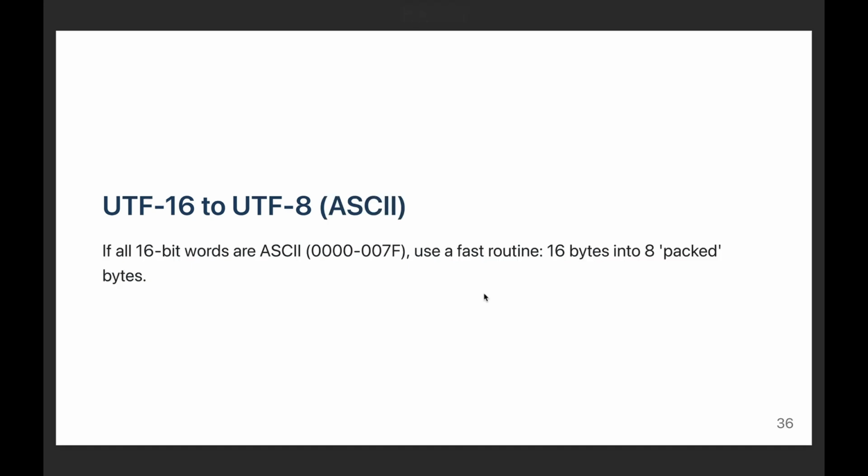So we load up a full register, which may span 16 bytes, or for recent Intel and AMD processors, 32 bytes. In the case where we have ASCII bytes, we use a fast routine. The 2-byte words are packed into bytes. We can check for this case with a few simple operations, and the transformation is efficient.